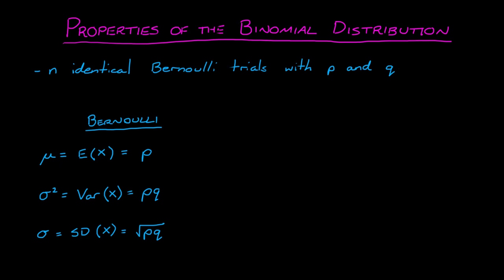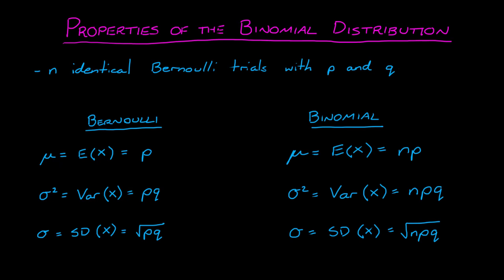We also know that sigma squared, or the variance of x, is equal to p times q, or p times 1 minus p if you want to use just a single variable. And therefore sigma, which is the square root of the variance, also known as the standard deviation, is the square root of p times q. This makes it really easy to work out the same values for a binomial distribution, as the binomial distribution is just n Bernoulli trials done in a row. This means the expected value is just n times p. The variance is n times p times q, and the standard deviation is the square root of npq.